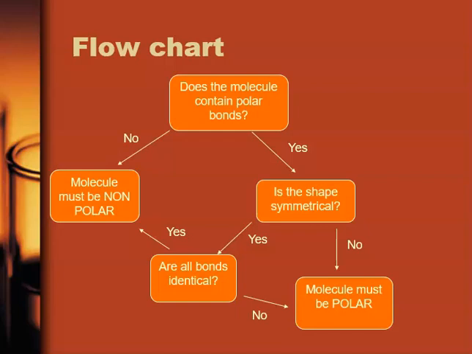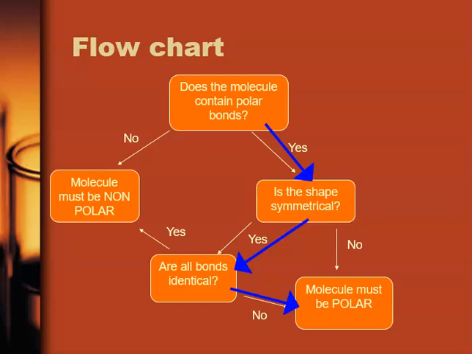Considering the shape is a trigonal planar shape, that is a symmetrical shape. So yes. Now we come down to the last question. Are all the bonds identical? And the answer to that question must be no. So let's just go through this again. Does it contain polar bonds? Yes, it does. Is it symmetrical? Yes, it is. It is trigonal planar. Are the bonds identical? Well, we've got carbon-oxygen bonds and we've got carbon-hydrogen bonds. So no, they are not all identical. Therefore, my molecule must be polar.